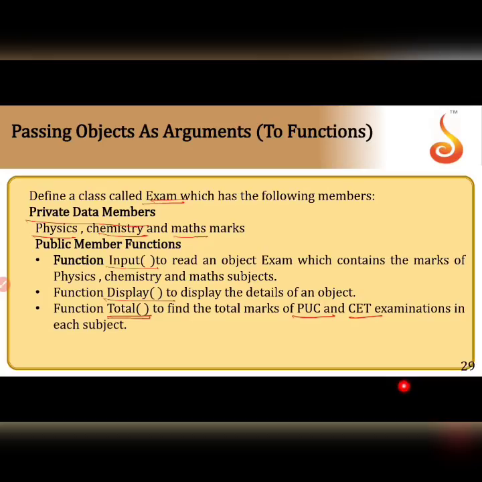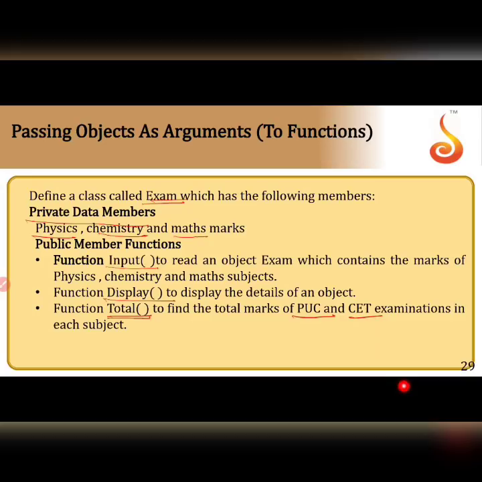Then in the total function, I need to calculate the sum of physics marks, that is the physics sum. Physics sum is nothing but PUC physics marks plus the CET physics marks. Chemistry total is PUC chemistry marks plus the CET chemistry marks, and mathematics total should be marks scored in PUC mathematics plus the marks scored in CET in mathematics. I need to print the individual totals of all these three subjects in both the examinations.